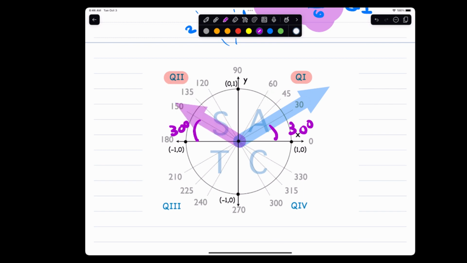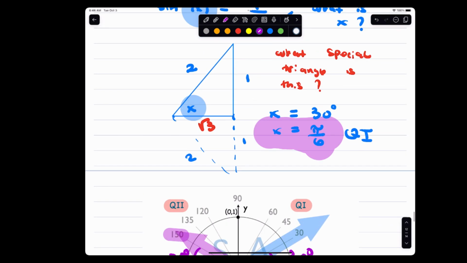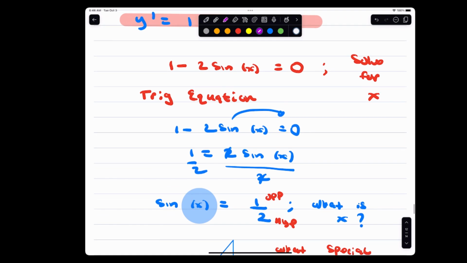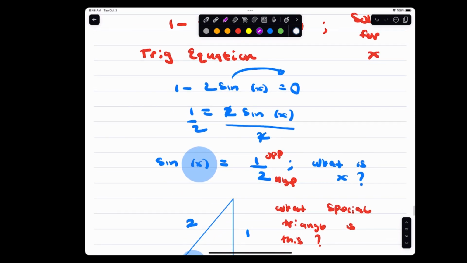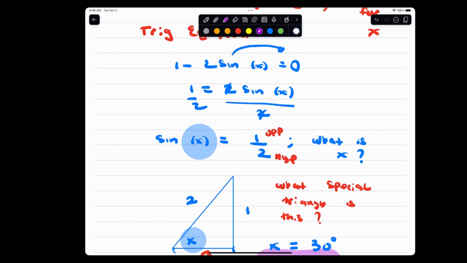30 degrees. Yes. I'm sorry, say it again. What happened to the negative from the equation? Isn't it 1 minus 2? Yeah. Well, when I moved 2 sine x to the other side, that 2 became positive because it's now on the other side. And you divide both sides by 2, so it's sine x being equal to a positive 1/2.